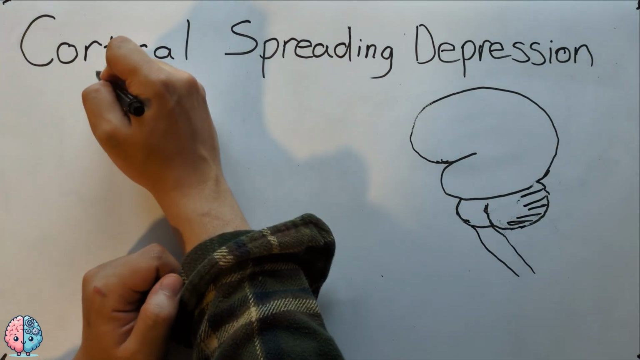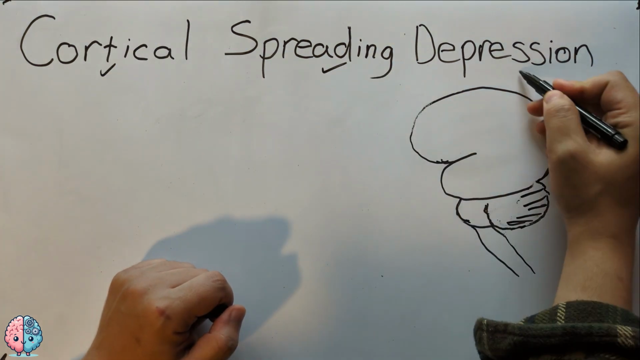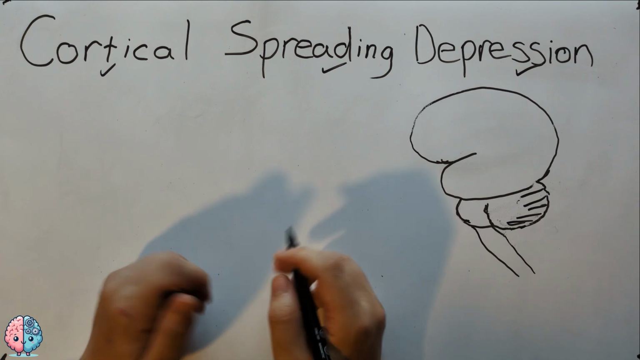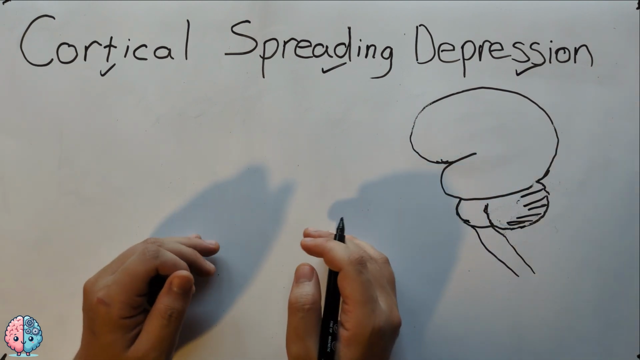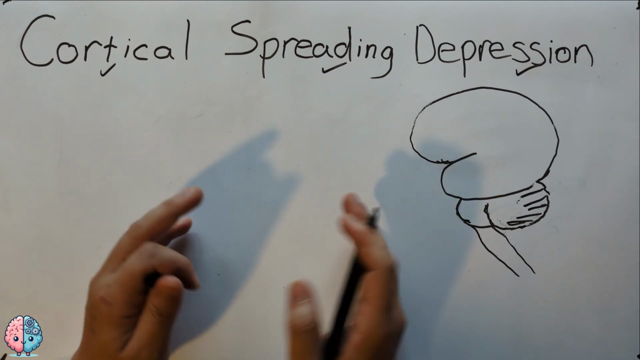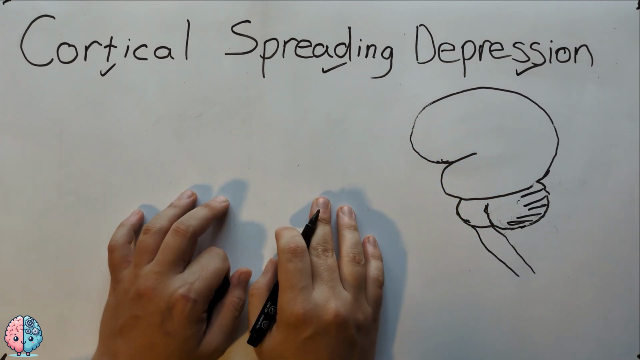So our lecture today will be about cortical spreading depression. Now, what is cortical spreading depression? Really, we hear a lot about it when it comes to the pathophysiology of migraine, but we just accept it and move on. But let's talk about it.